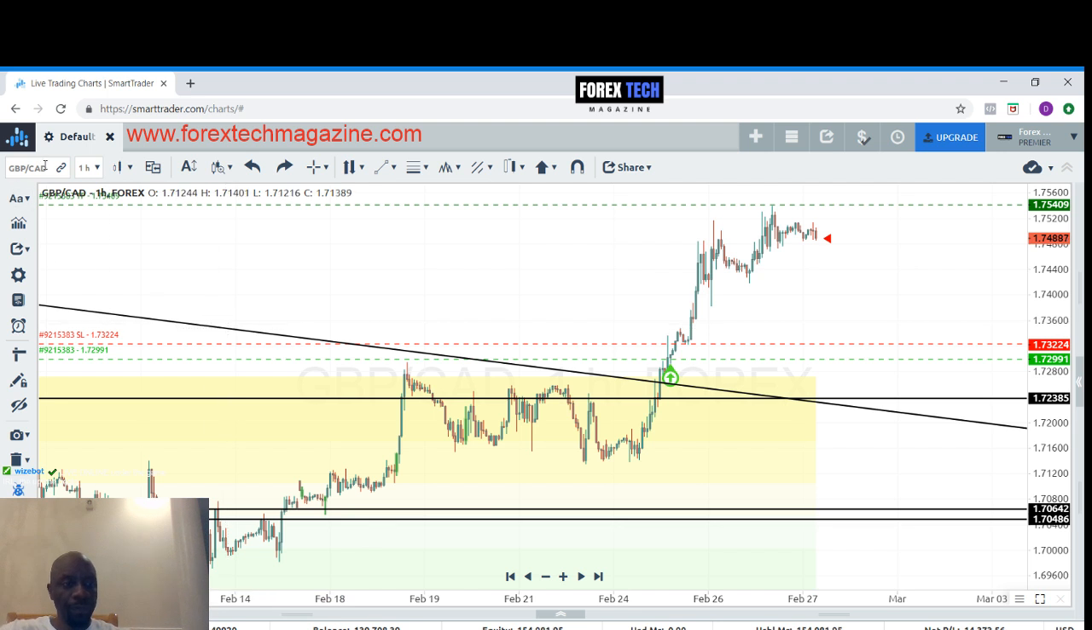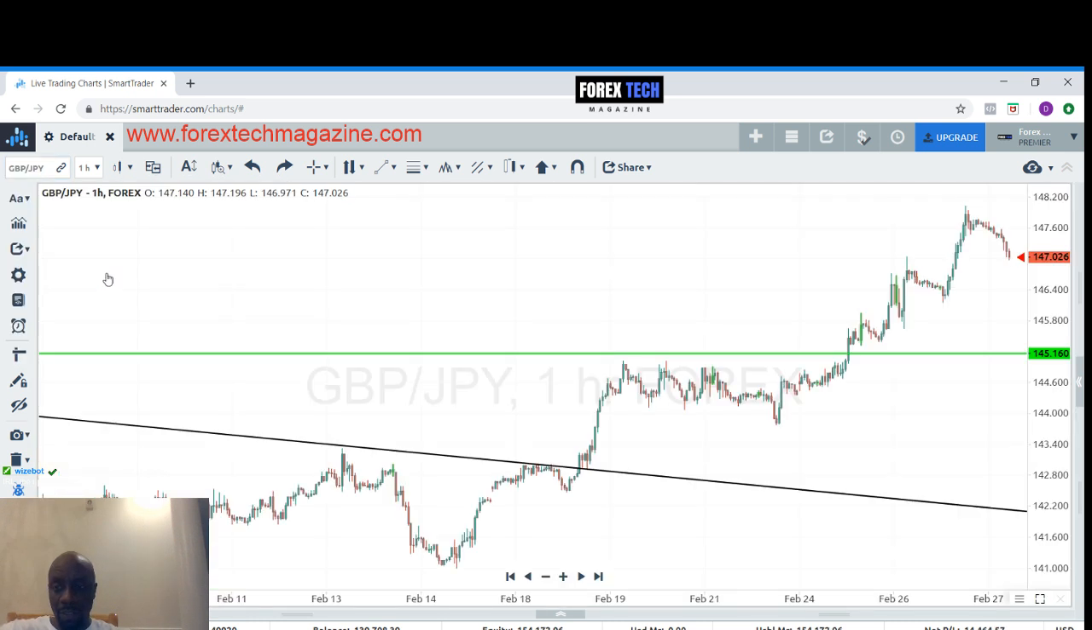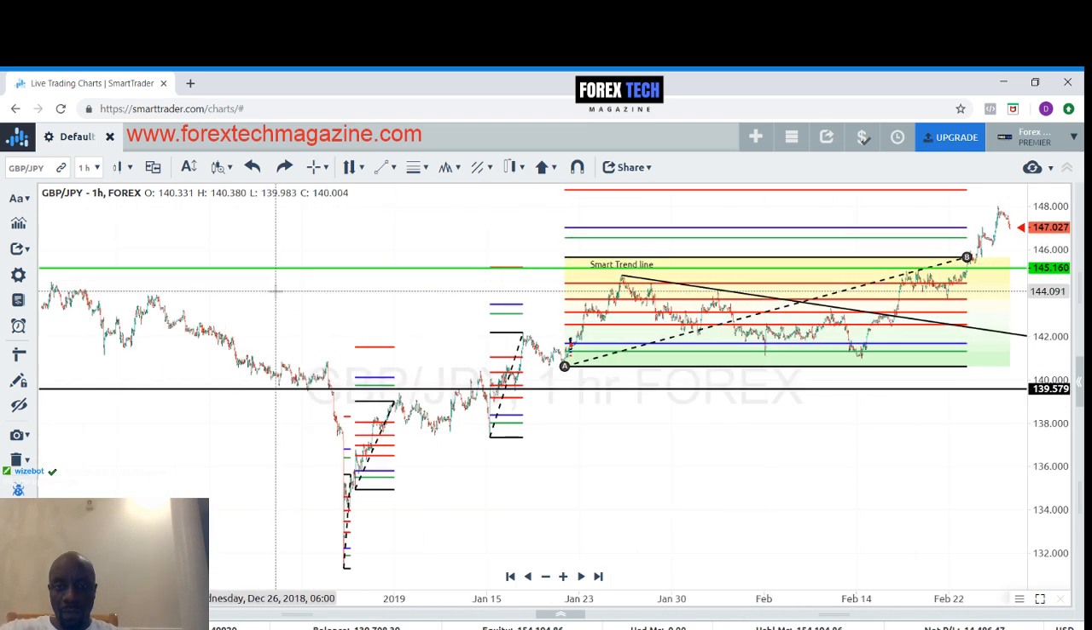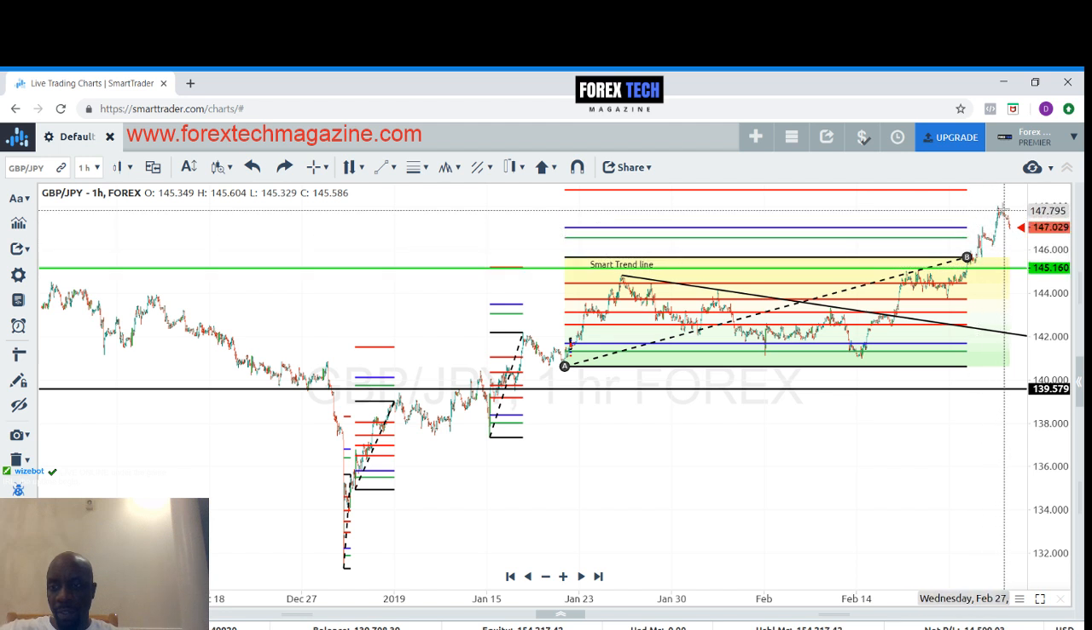All right. So let's look at what else we got on the books. What else we got potentially? See, Great Britain pound, Japanese yen. That one's still going strong. We kind of talked about this yesterday. You hit the extension, then pull back a little bit, but then immediately start going back up again and try to hit this next extension here.